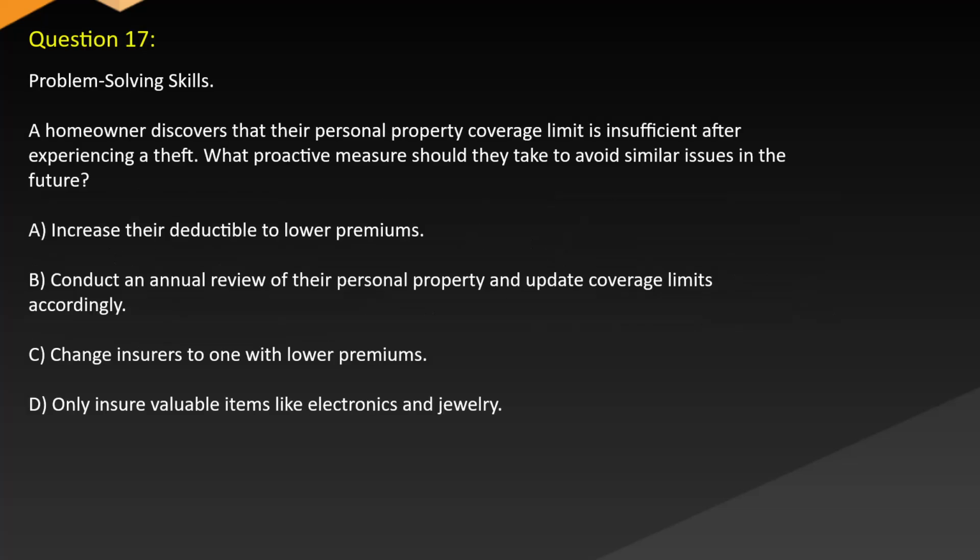Question 17. Problem-solving skills. A homeowner discovers that their personal property coverage limit is insufficient after experiencing a theft. What proactive measures should they take to avoid similar issues in the future? A. Increase their deductible to lower premiums. B. Conduct an annual review of their personal property and update coverage limits accordingly. C. Change insurers to one with lower premiums. D. Only insure valuable items like electronics and jewelry.